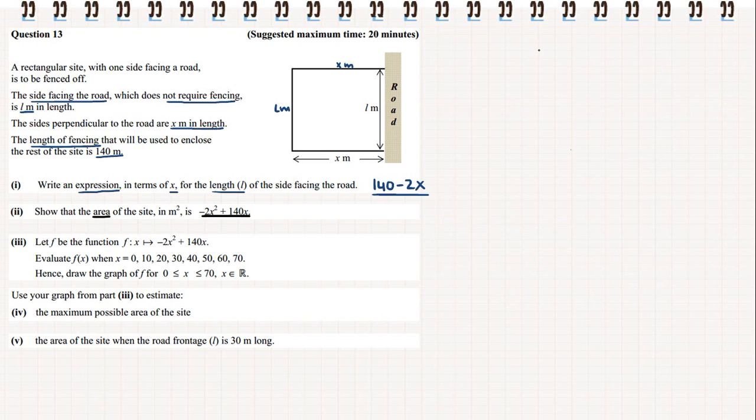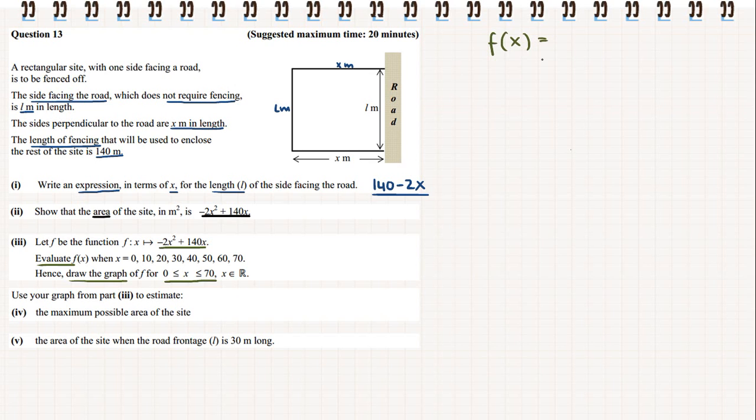Part 3. Let f be the function minus 2x squared plus 140x. Evaluate f of x when x is equal to 0, 10, 20, 30, 40, 50, 60, and 70. Hence, draw the graph for f for x greater than or equal to 0, less than or equal to 70, when x is a real number. First of all, I'm going to underline the function that we're given. We need to evaluate it, and hence draw the graph. We're given the domain, 0 less than or equal to x less than or equal to 70.